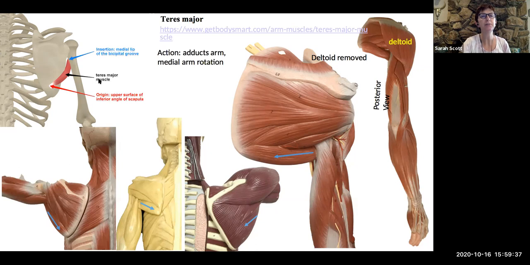But notice that teres major goes kind of underneath and on the inside of the humerus to insert, and this is why it adducts the arm, so moves the arm toward the midline, and medially rotates. So it's the sort of thing, if you can imagine pulling your arm back to throw a ball, how you're adducting and medially rotating at the same time.